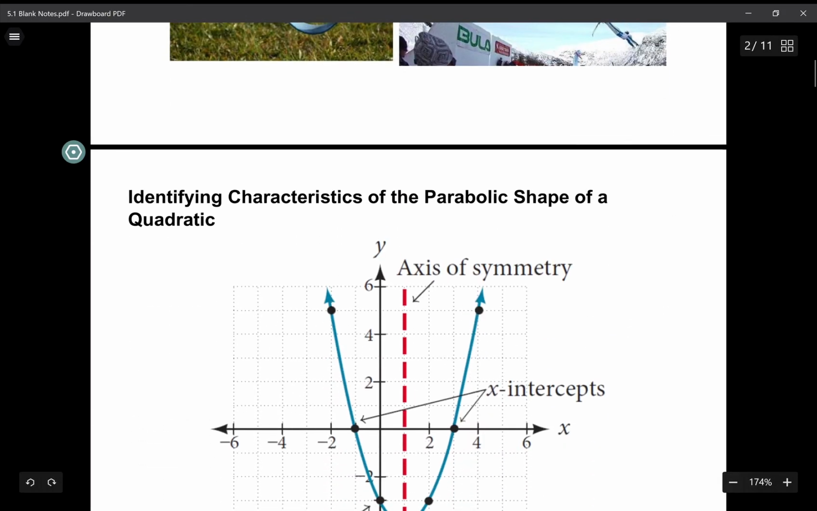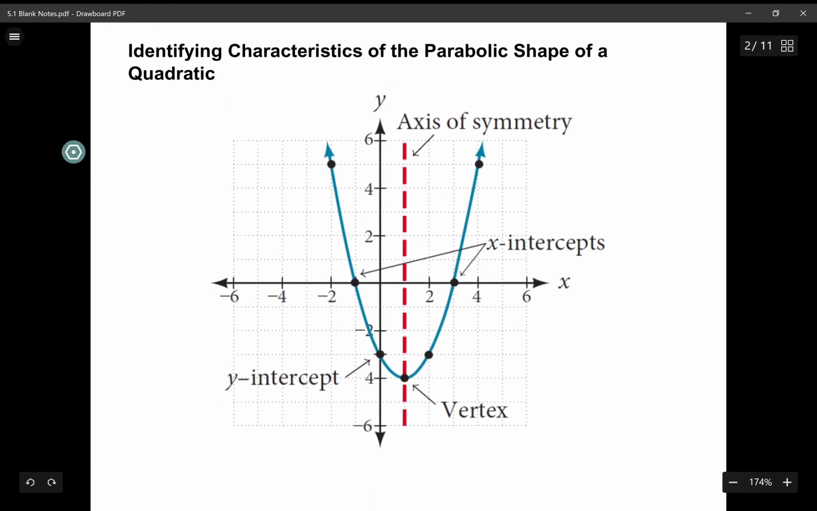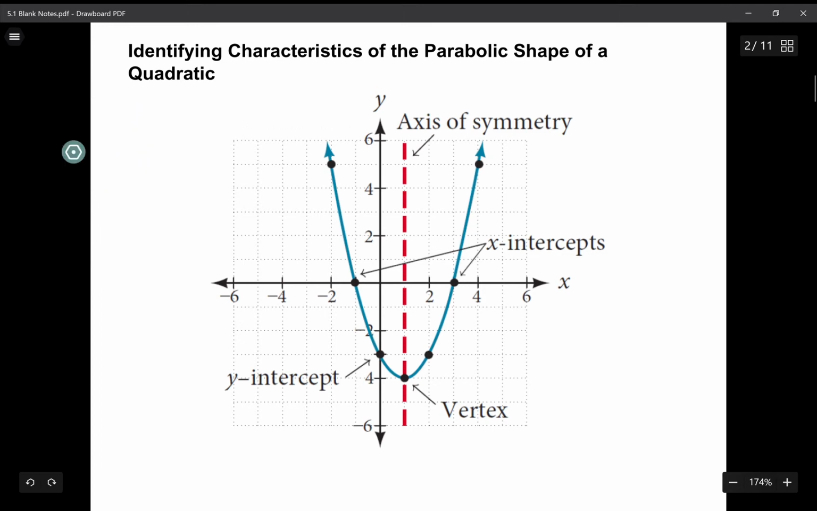All right, so let's practice identifying characteristics of a parabolic shape. So here is a graph of a quadratic function, and it has a couple different characteristics that you need to be able to identify. I'll just use a green pen. All right, so the first thing you can recognize is that it's a U shape or a smiley face, and one thing about it is that it is symmetric about its axis of symmetry.